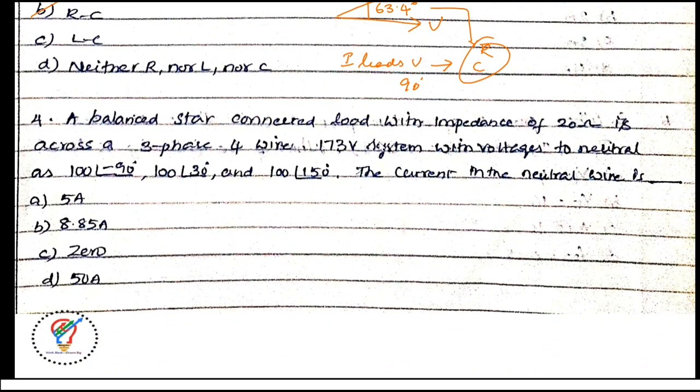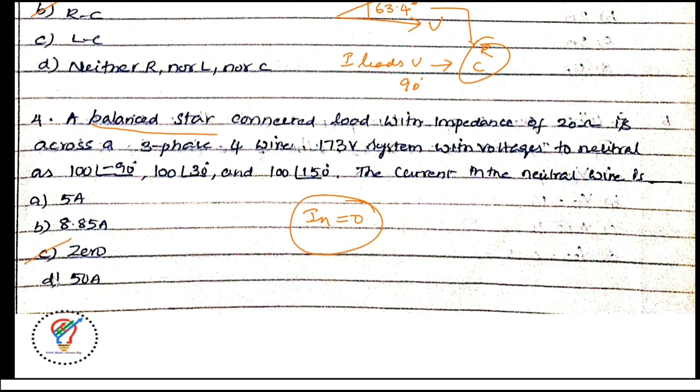A balanced star-connected load with an impedance of 20 ohms is connected across a three-phase 4-wire 173 volt system with voltage to neutral as 100 at angle minus 90, 100 at angle 30, and 100 at angle 150. The current in the neutral wire will be 0 when the system is a balanced system. The question itself says balanced, so the neutral current will be 0. So the answer will be 0.